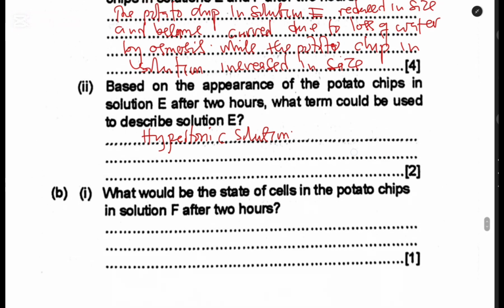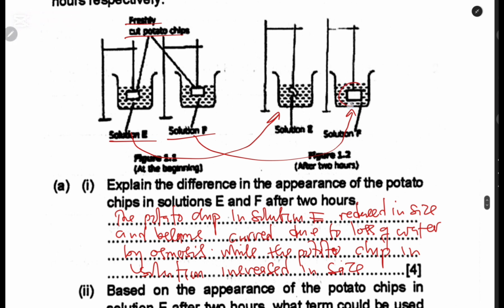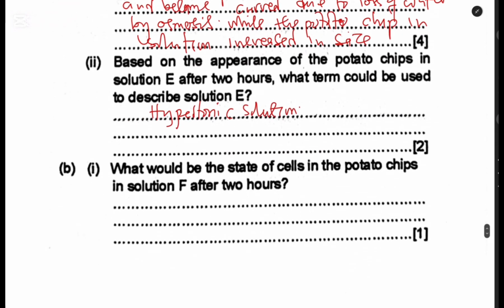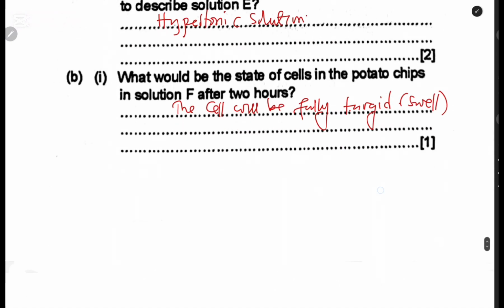Then for B, what would be the state of cells in the potato chips of solution F after 2 hours? Now, if you look at this, it has increased in size. Now, what about the individual cells inside? So it has gained water by osmosis, and therefore all the cells in this potato chip are going to be turgid, or fully turgid. Okay, they will swell. So the term to use is turgid.